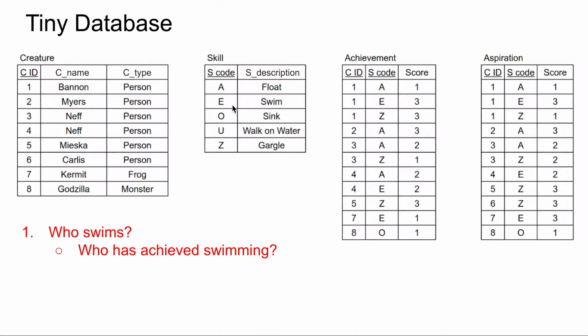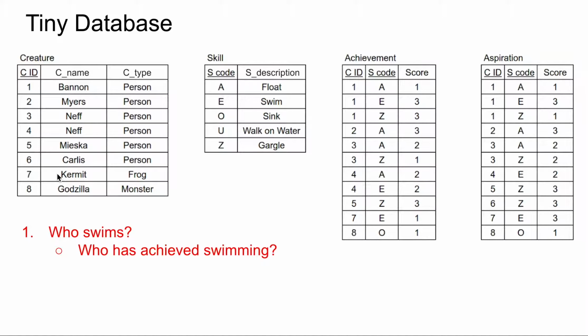Then we can scan the achievement relation for S code of E. As we scan, we can focus our eyes on the CID column and find CIDs 1, 4, 7. I encourage you to print out the tiny database and use your finger to scan the table just like that. Now we can remember those CIDs and scan the creature relation. 1, 4, 7. Creature 1 is named Bannon. Creature 4 is named Neff. And creature 7 is named Kermit.